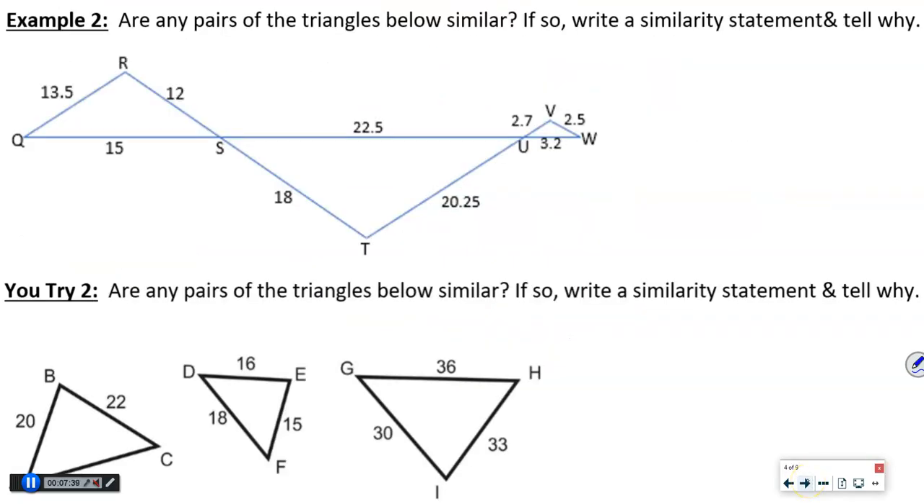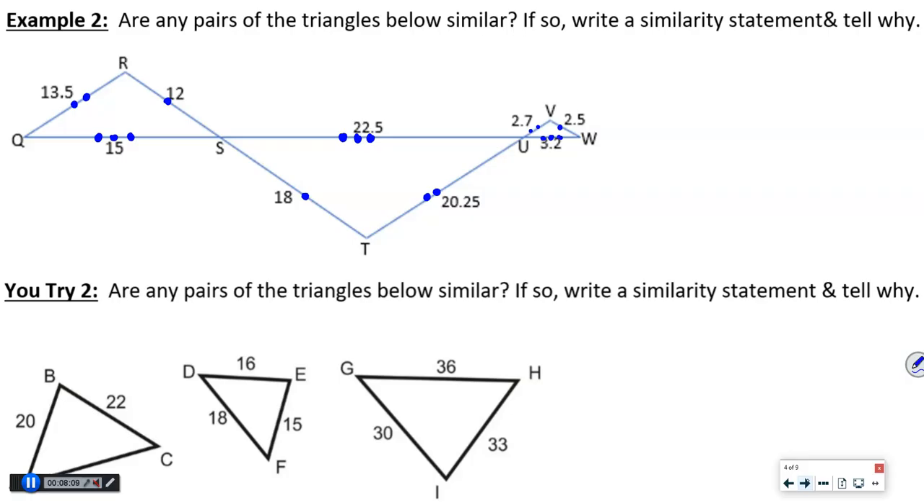All right, this next one says, are there any pairs of the triangles below that are similar? If so, write a similarity statement and tell why. So once again, I'm going to do my 1 dot, 2 dots, 3 dots for the smallest, middle, biggest. Here 1 dot, 2 dots, 3 dots, and over here, same thing. Okay, so we can do that comparison.